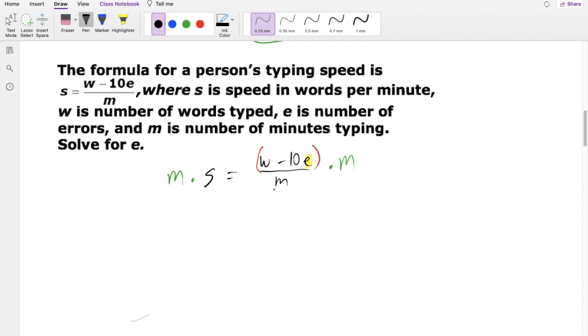So on the right side, the M's are going to cancel, leaving me with W minus 10E. And on the left side, we just have M times S, which is just MS. So back to our problem. I now see that I have some addition happening, so I need to get rid of that addition. So the opposite of a positive W is a negative W. So I'm going to subtract W on both sides. So on the right side, those W's cancel, and MS minus W is just MS minus W.